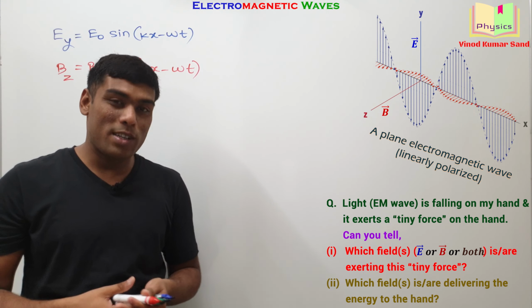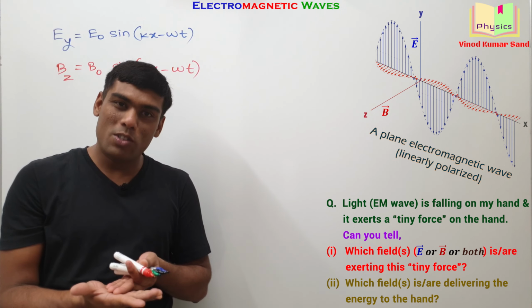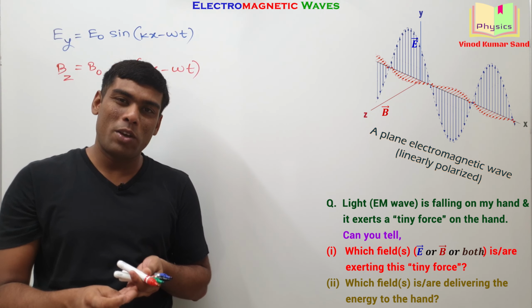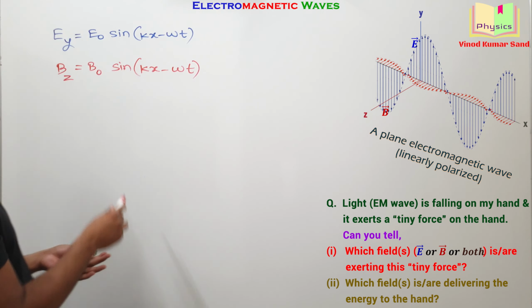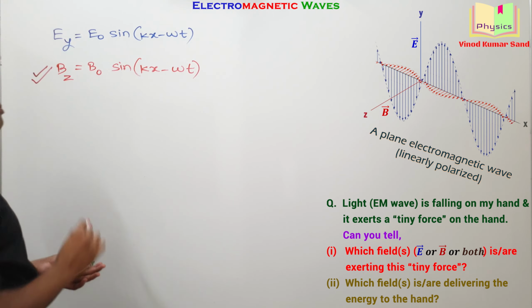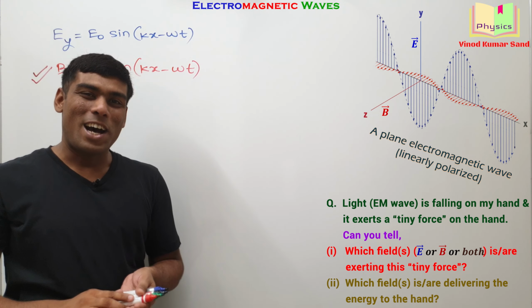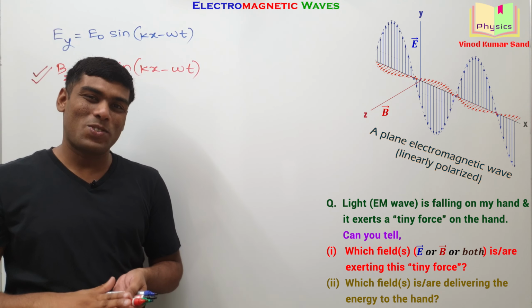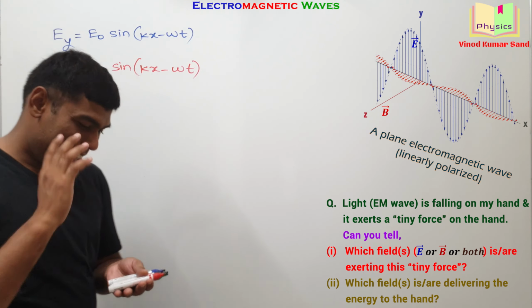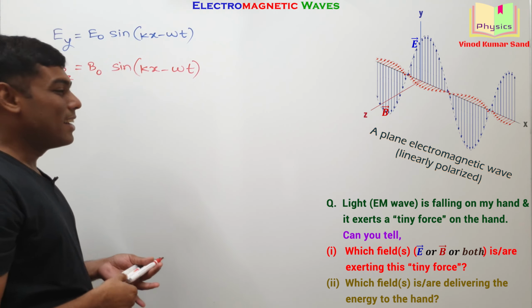The correct answer is: the force on the surface due to the electromagnetic wave is because of the magnetic field component. How many of you thought the correct answer? Brilliant. I'm explaining the things here.